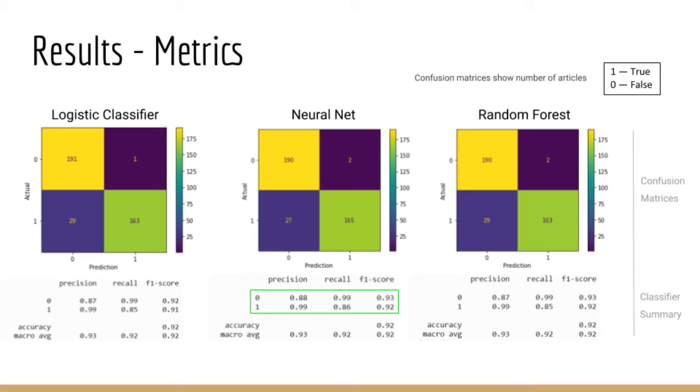The three best performing models were the logistic classifier, neural net, and random forest. On this slide, we can see the performance summary and confusion matrix of each model. The precision and recall of the neural network was slightly higher than the other two.